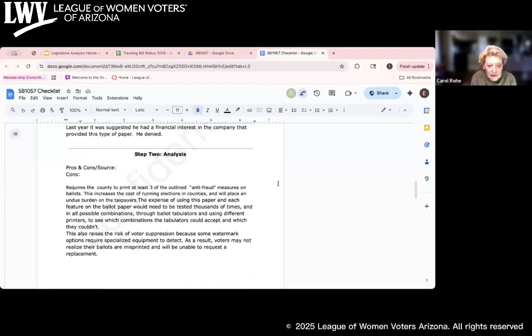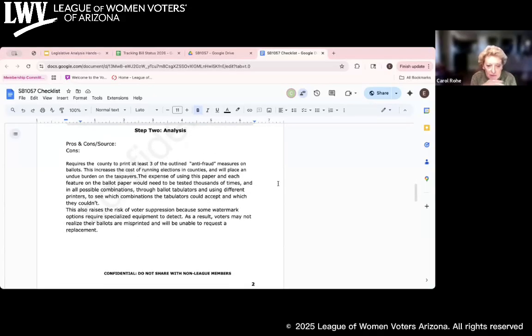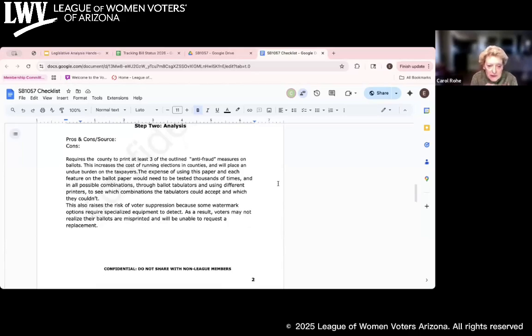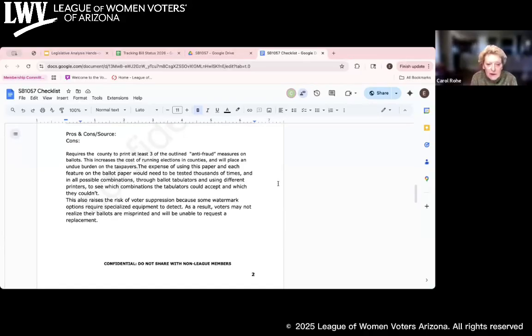Then I do the analysis. Since I've already done the analysis, I just look at what I'd done previously, do some cut and paste, clean it up a little bit, add a few remarks and take some out. Mostly I cut and paste from what I researched before. And you will find that happens with a lot of legislation.